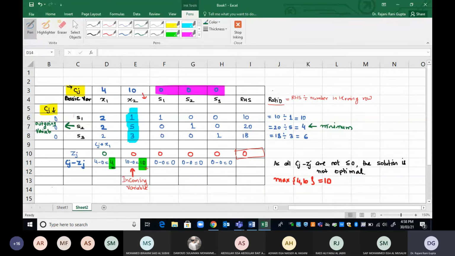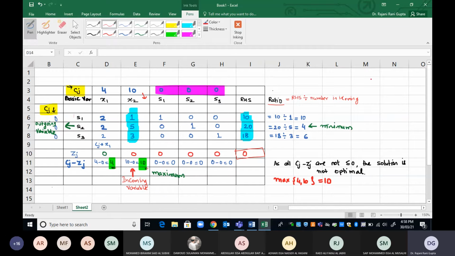So it means X2 will take the position of S2. Clear? So what you have to do, just to understand, you have to start with CJ and select the maximum. This is the maximum. Then find the ratio. Ratio is always right hand side divided by the numbers in the incoming variable column, not row, it is column. Okay, clear?